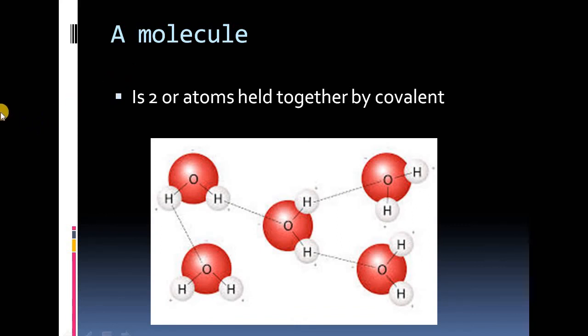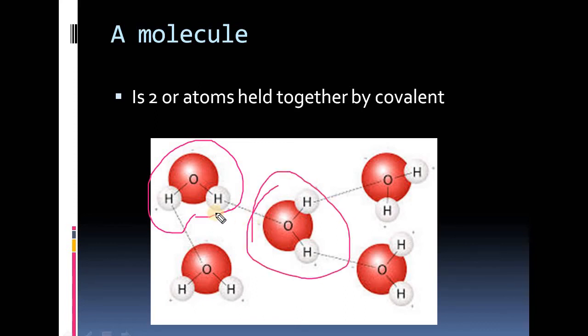Okay, now this is a molecule: when two or more atoms are held together by covalent bonds. This is a water molecule, and this is another water molecule. How are these atoms held together? They form a molecule by covalent bonds. We have a covalent bond between oxygen and hydrogen, and a covalent bond between this oxygen and hydrogen. These form a molecule.